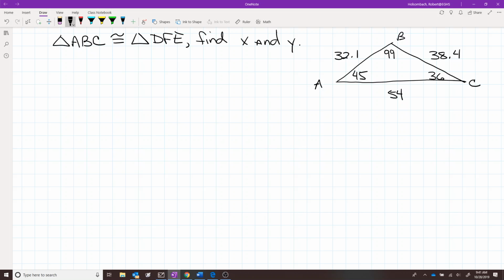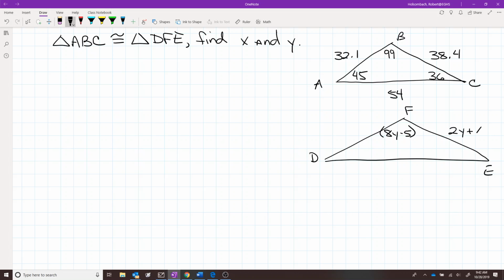In your second triangle, DFE, angle F is 8y minus 5. Side FE is 2y plus x. And that's the end of your given information.